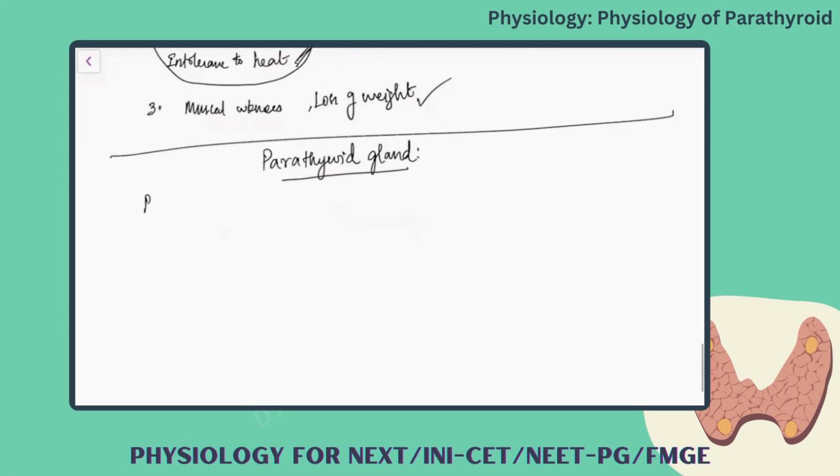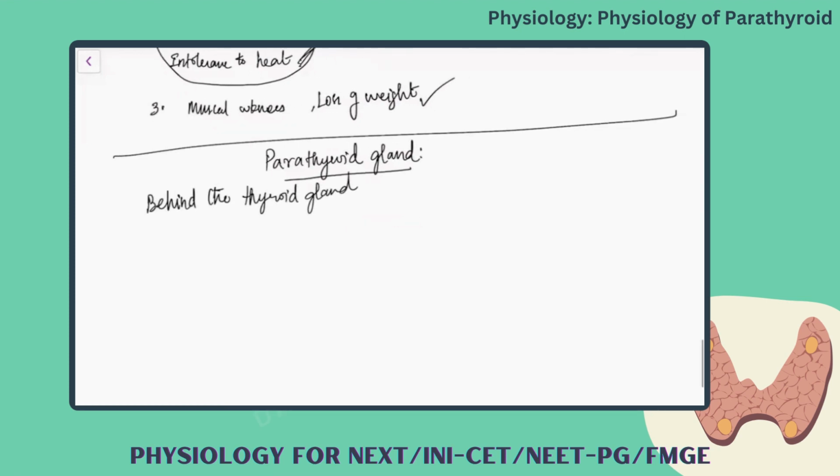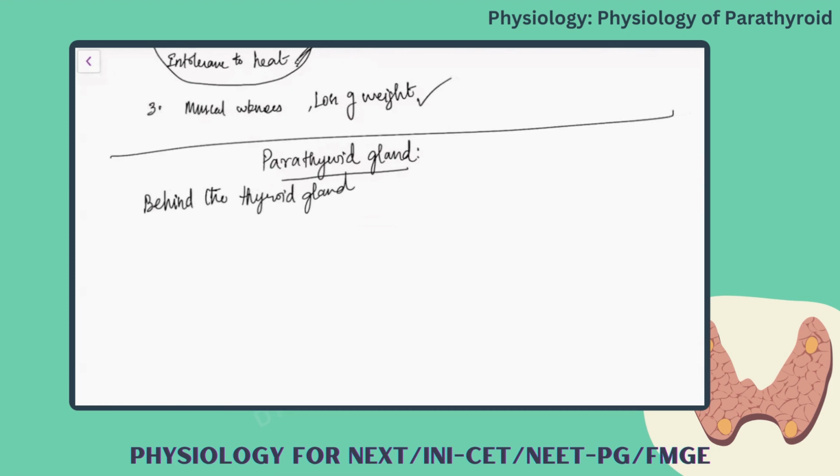How many parathyroid glands do we have? Two pairs. We have two pairs of parathyroid glands.